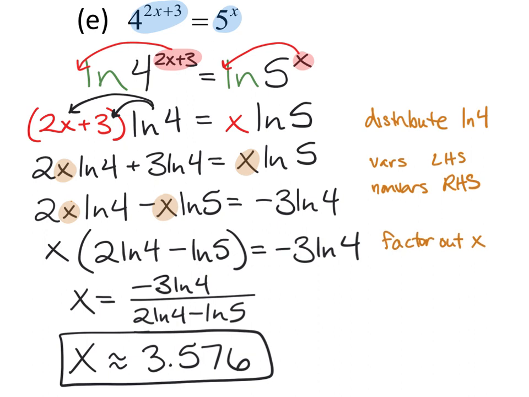And then if I notice, x is almost isolated except for right now it is being multiplied by this entire parentheses. So I'm going to divide by this entire parentheses as if it was just some number that I wanted to isolate from x. So we would have x is equal to -3 natural log of 4, all divided by the entire parentheses, 2 natural log of 4 minus natural log of 5. I can throw all of that into a calculator because it's just numbers at this point. There are no variables except for over here. And I get that x is approximately 3.576.